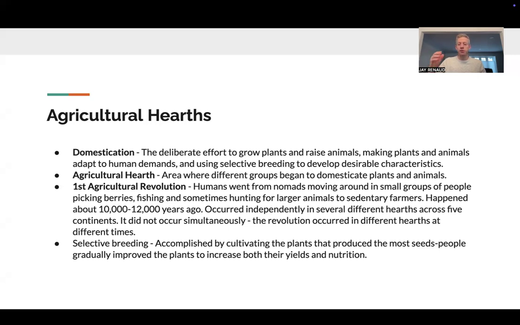So agricultural hearths is where agriculture began. One thing you should know and understand is that our agricultural hearths developed independent from one another. Our first agricultural revolution, also called the Neolithic Revolution, happened about 10 to 12,000 years ago. Humans were nomadic, moving around in small groups, hunting animals, picking berries. About 10 to 12,000 years ago, humans started to farm, which eventually led to the creation of permanent settlements where people would create their homes, their villages, their civilizations around their farms.